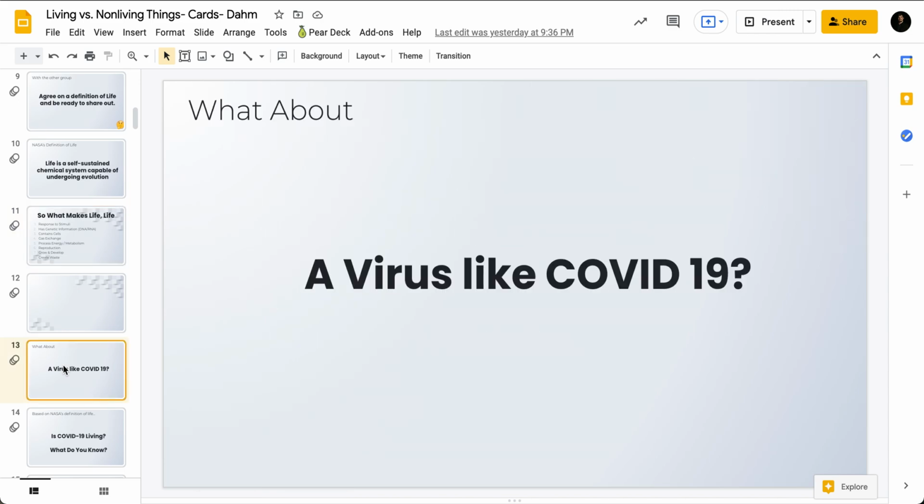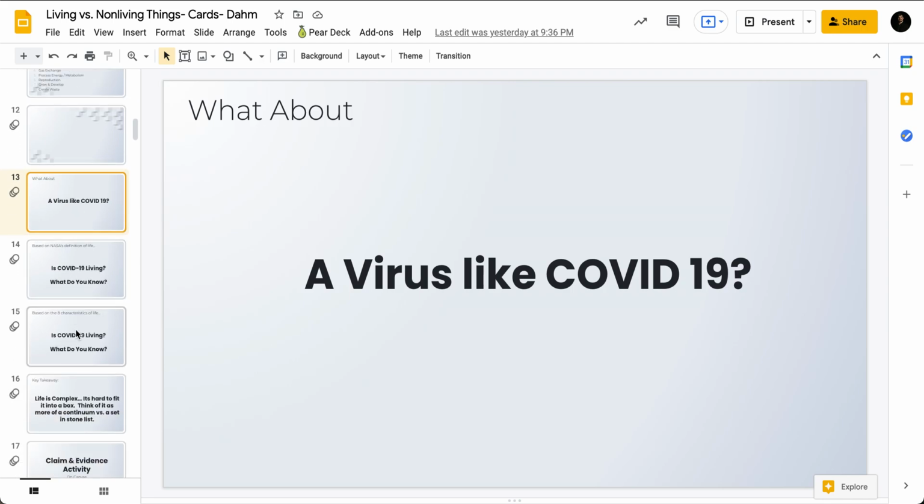And that is looking at a virus like COVID-19. Some people in the scientific community would say that viruses are living. Others would say that they're not. So what I'm going to give you is a little activity here that's going to both get you to think through this process of life, but also to practice a skill that we're going to be really, really heavy on this year, and that's being able to make a claim and then supporting it with evidence.